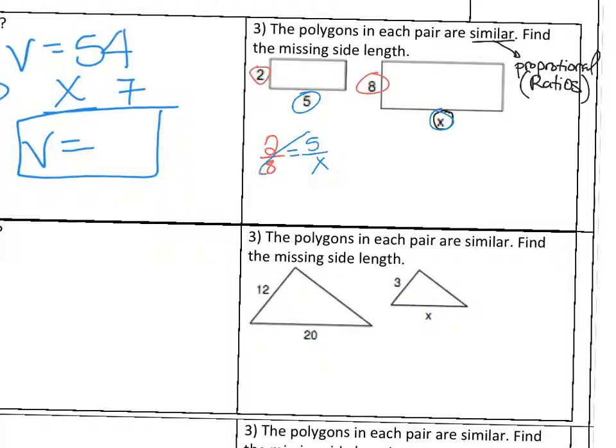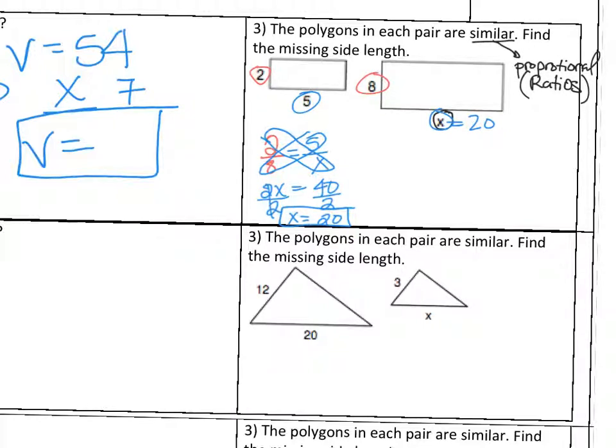Then that means that you can use your strategy of cross multiplying. 2 times x is 2x. 8 times 5 is 40. Divided by 2, that's 1. x is equal to 20. So this missing number would actually be equal to 20.